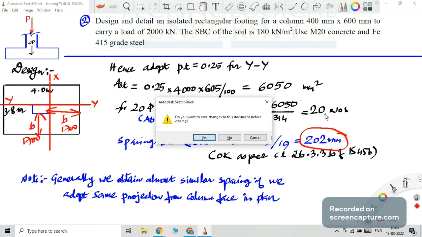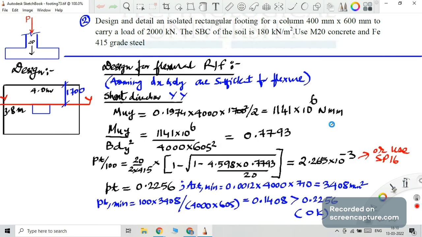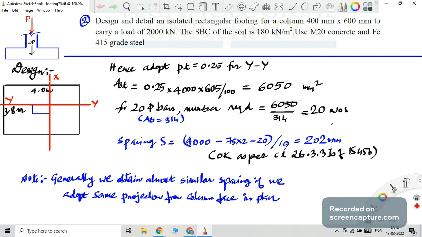In XX also you got that same 202. Here also you got 202. In XX also around the same, not exactly, but that is another advantage when you use the same projection. So generally, we get almost similar spacing if the projection in plan from the column face is the same. So judiciously, if you are given a problem without any space constraint, adopt this method in the design.